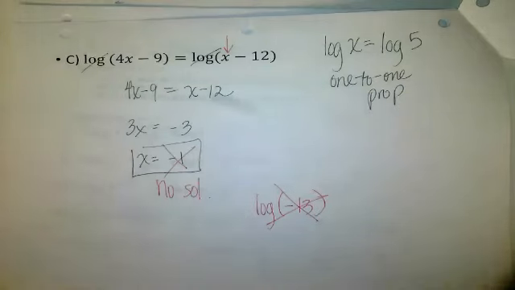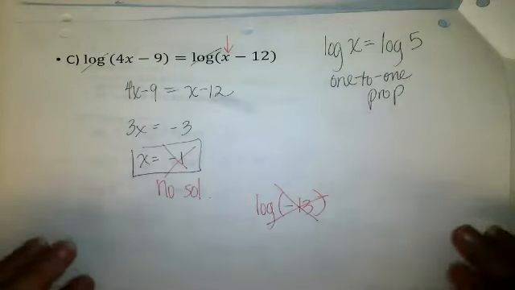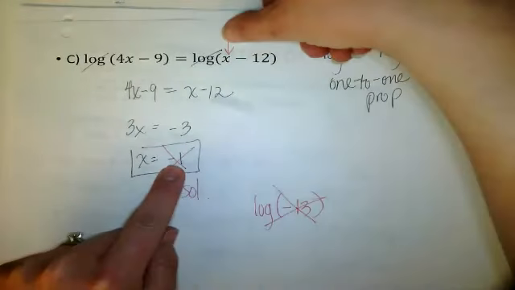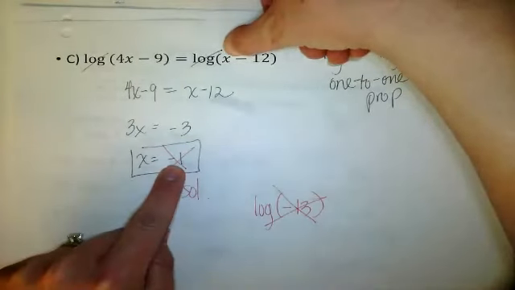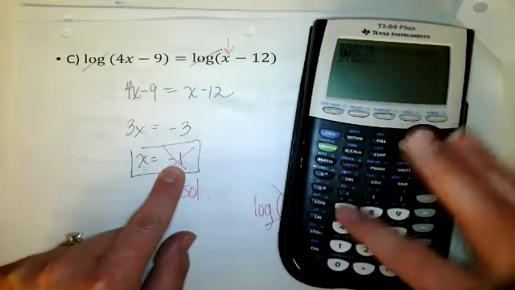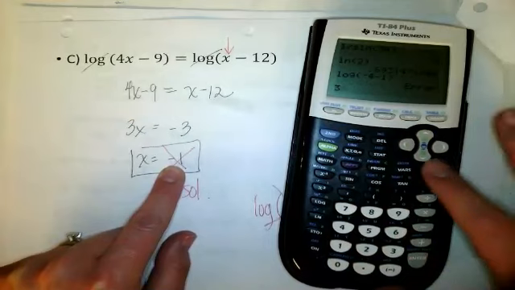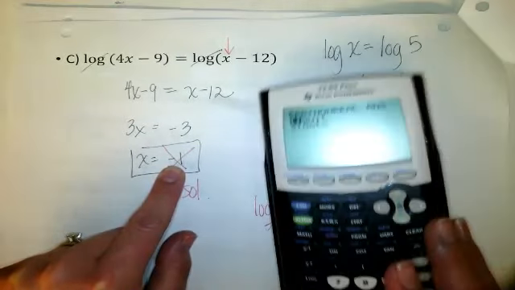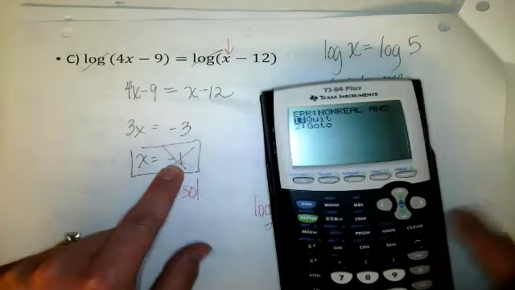Awesome, ladies and gentlemen, do you have a question for me? If I take negative 1 and plug it in right there, and then I try it on my calculator, log of negative 13. Non-real answer. Crazy, doesn't work. Okay? All right, ladies and gentlemen.